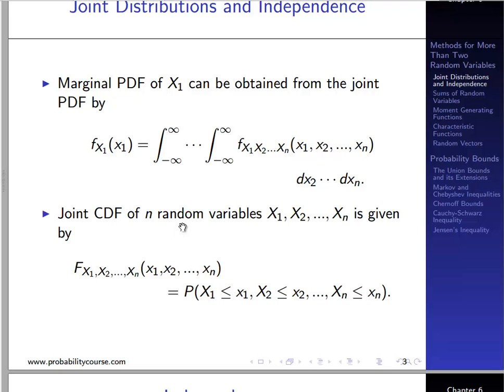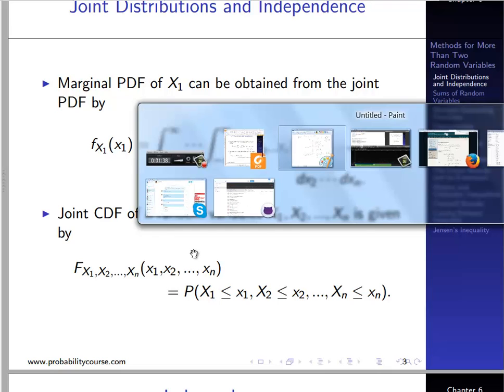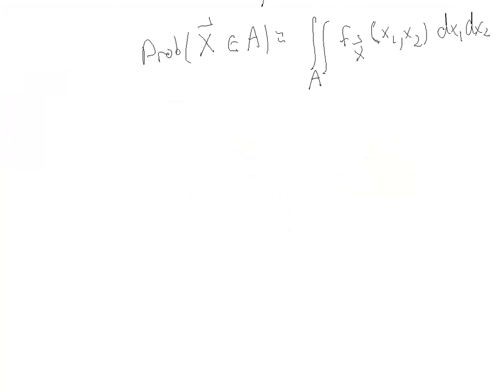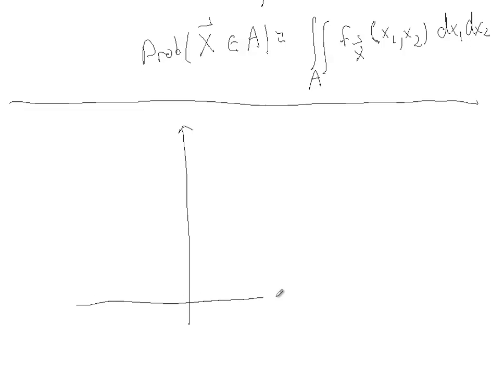So let me show this in 2 dimensions again. All right, so let's talk about marginal PDF. Suppose I have a 2-dimensional random variable, and this is x1 and x2. Remember, the PDF is going to be some kind of surface, which I can't draw. I could draw a contour plot, but I think that might be pretty ugly. But I should imagine a surface that's a function of these 2 coordinates.